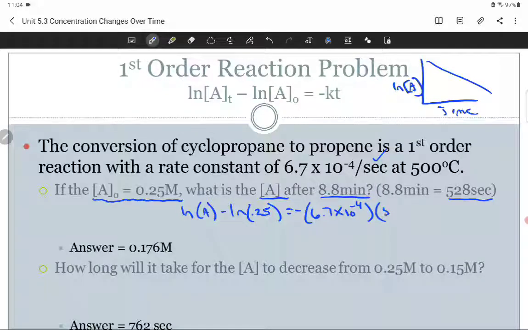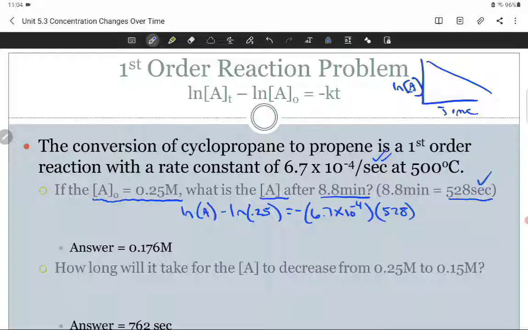And the time. And I left my units out here, just to save a little bit of room. But remember that, again, those units that are in the rate law constant have to match up with the time. So if you have a graphing calculator, you might be able to do this all in one long problem. If you have a scientific calculator, you might have to break this up into little steps.